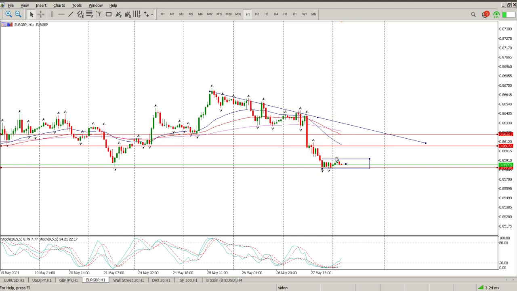So anyway, just be cautious. Don't jump into it unnecessarily. Wait for the pullbacks onto structure, or wait for the break and the pullback and then get in on it. Patience is key.